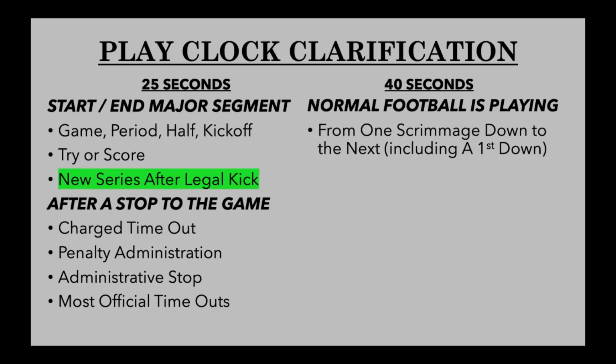40 seconds, like we said, is in play from one scrimmage down to the next, including when Team A makes the first down. The game clock might stop in those situations, but if he's down in bounds, the 40-second clock is going to go. If he's down out of bounds, the 40-second clock is going to go. It doesn't matter what the game clock does. It operates differently.